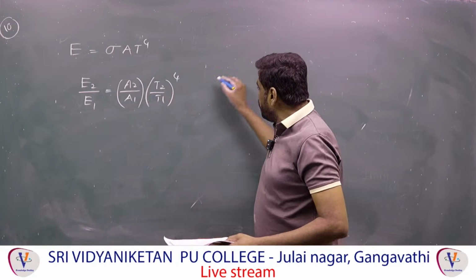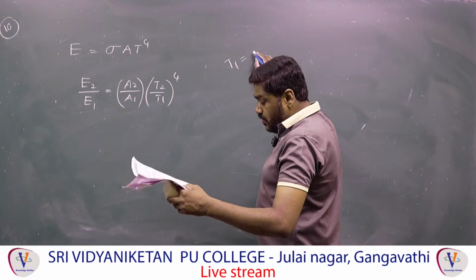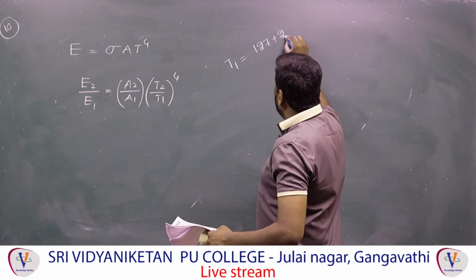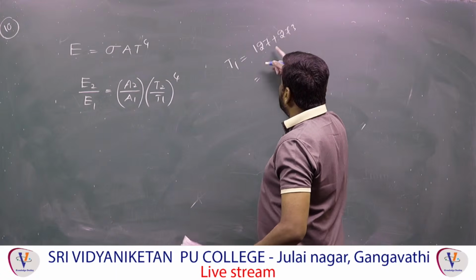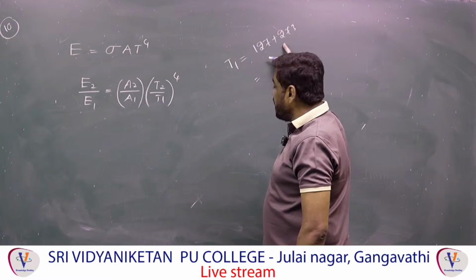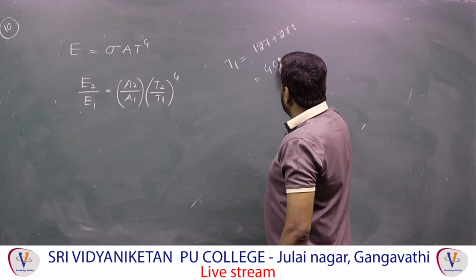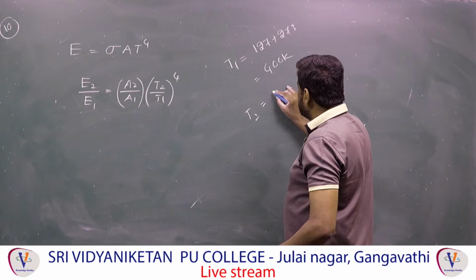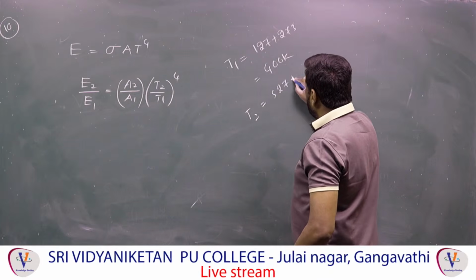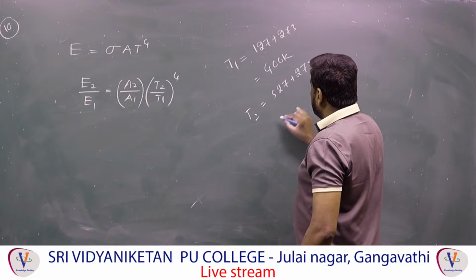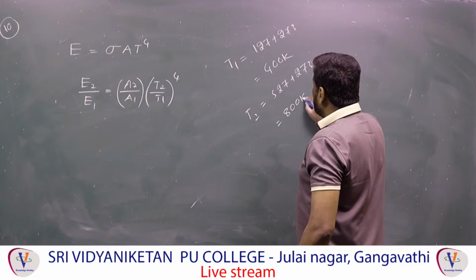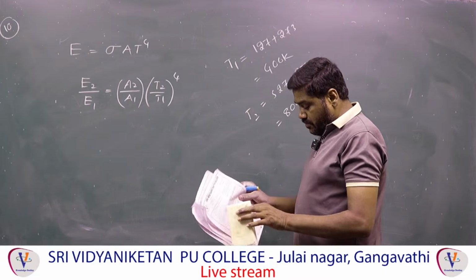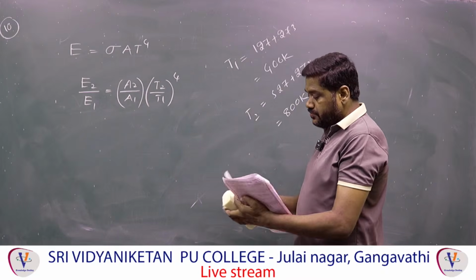Now T1 is given as 127 degrees Celsius. You have to add 273 to convert into Kelvin, which is equal to 400 Kelvin. T2 is equal to 527 plus 273, which is 800 Kelvin. Substitute there and you can get the answer. Simple question only. Next, question number 11.